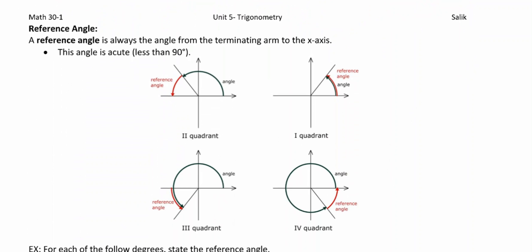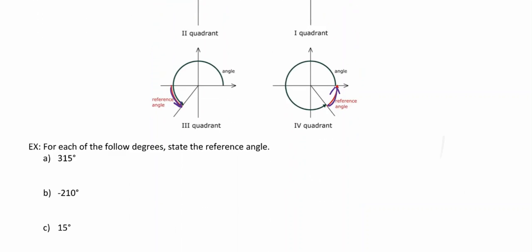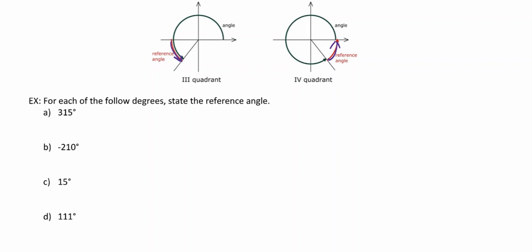So reference angles, again, this is a concept from Math 20-1. The reference angle is always going to be the angle that's back toward the x-axis. We're going to be using these a lot in a bit here. So if this was our main angle, then the reference angle would be down toward the x-axis. Our reference angle in quadrant 1 is just the same as the angle. In quadrant 3, it's there, and in quadrant 4, it's there. Always back to the x-axis. So for each of the following degrees, state what the reference angle is.